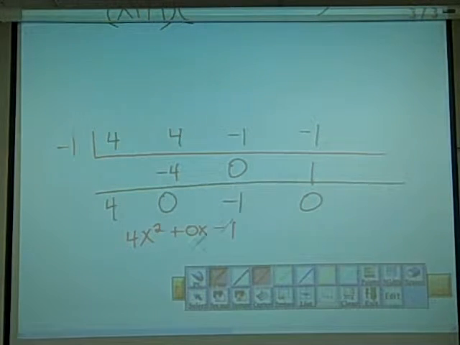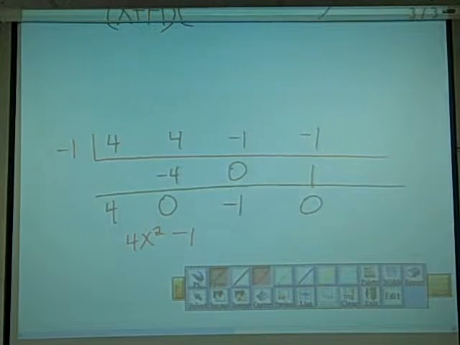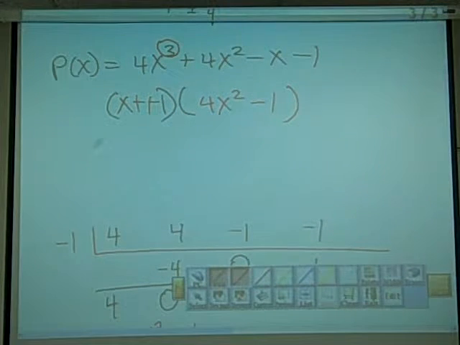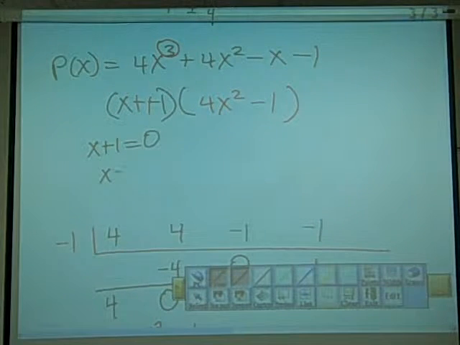But since we have a difference of two squares here, we're just going to say 4x squared minus 1, because we can factor this. You can either use factoring or you can use completing the square. Alright, well let's use completing the square this time. We know that we have x plus 1 equals 0, right? And so that gives us negative 1, and we knew that.